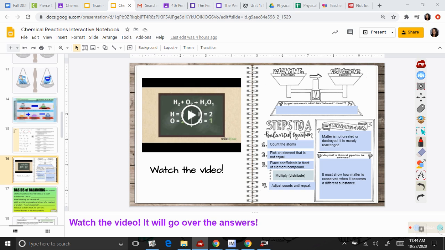It says in your own words, what does it mean to be balanced? It means equal on both sides. You can't mix together 100 grams of something and then get out 50. It has to be equal on both sides. Okay? So equal on both sides. And if you have a better definition, by all means, use that. Okay? So let's look at the next page.